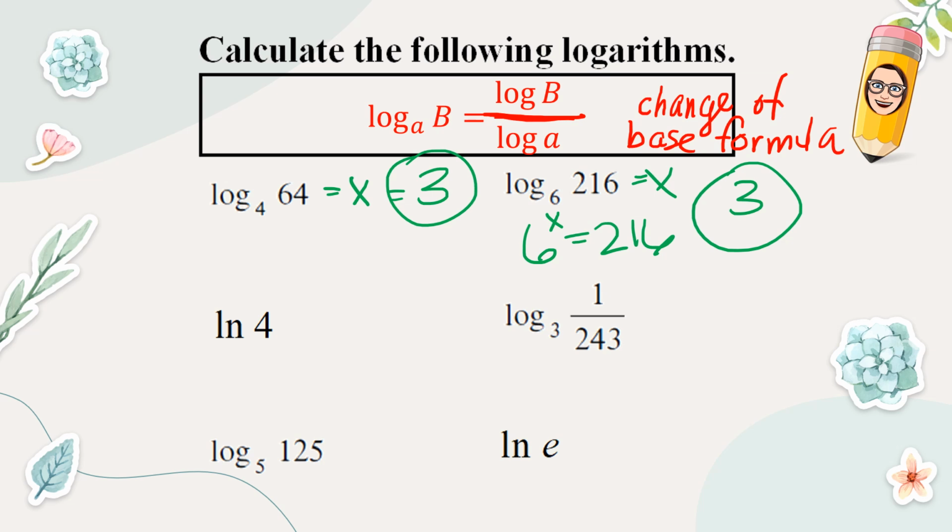ln of 4, that's natural log. Natural logs have a base of e, we just don't write it. And we don't know what it's equal to. So e to what exponent equals 4? I have no idea, right? And nor do you need to. This is a straight calculator problem. Straight calculator because it's base e.